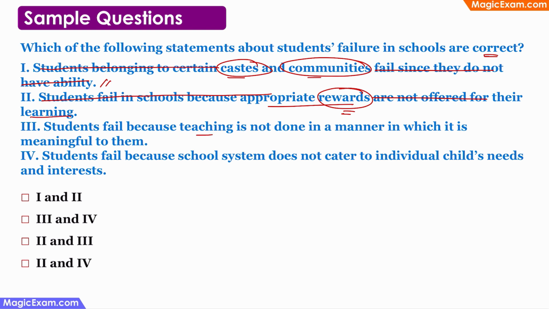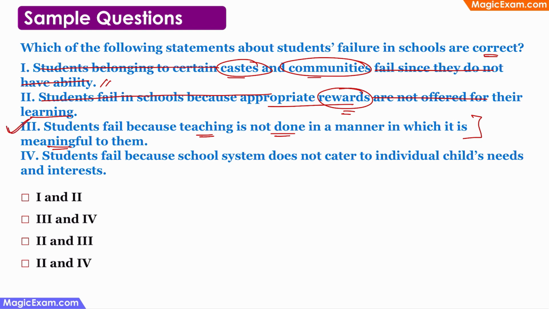Students fail because teaching is not done in a manner which is meaningful for them. We discussed that for children to succeed in school, the teaching should be contextual and meaningful. That is, whatever is being taught in the school, children should be able to associate it with what is happening in their real life, in their everyday life. So this is talking about meaningful and contextual learning. So this is a correct statement.